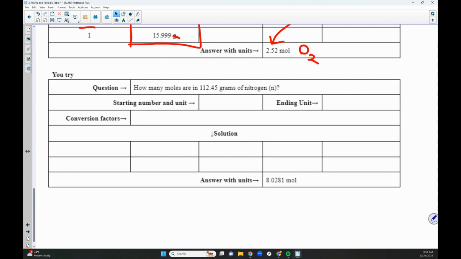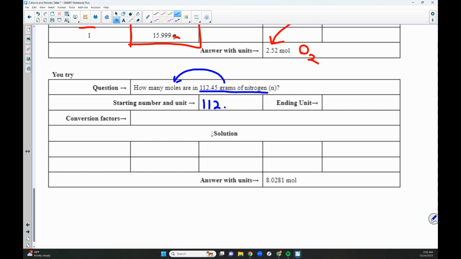Welcome back. Let's do the you try together. How many moles are in 112.45 grams of nitrogen? So read the question carefully. Try to get clear about what it's asking you to do. And in this case, we are converting from grams of nitrogen into moles.